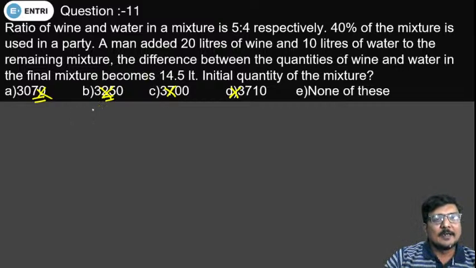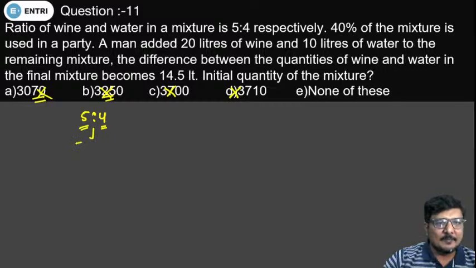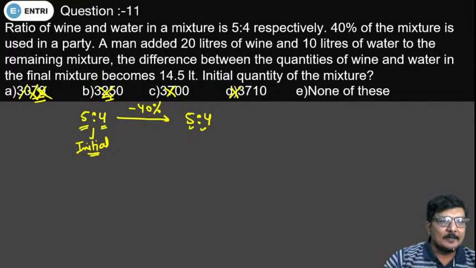Now see, the ratio of wine and water in a mixture is 5:4. One of the basic fundamental properties of a mixture is that when we are withdrawing a certain amount, the ratio of wine and water remains the same. If the ratio in the initial mixture is 5:4, then after withdrawing a certain amount the ratio will also be 5:4. So we have reduced the mixture by 40%. All the options are wrong, a typing error.